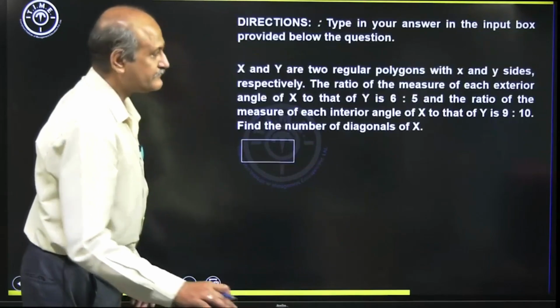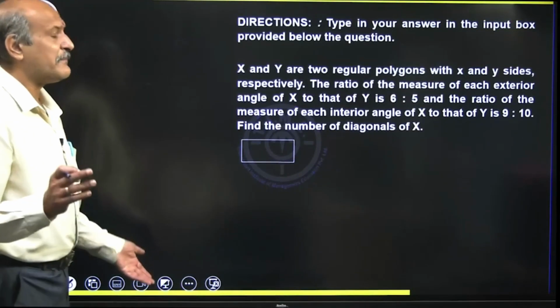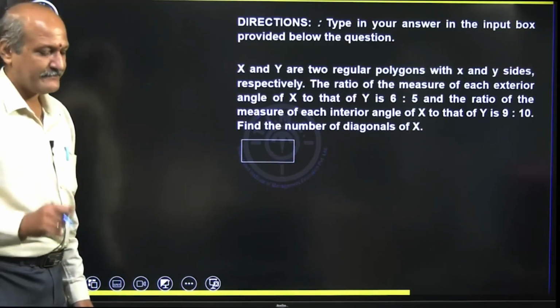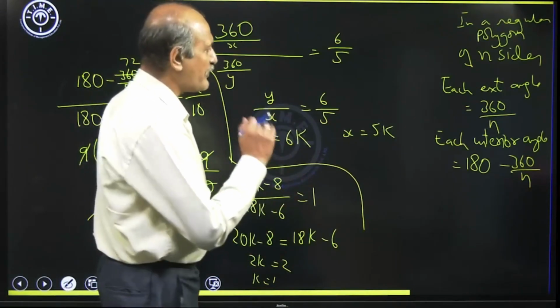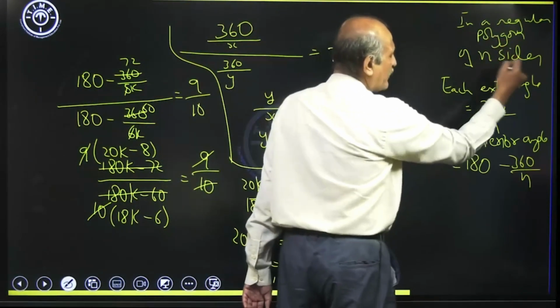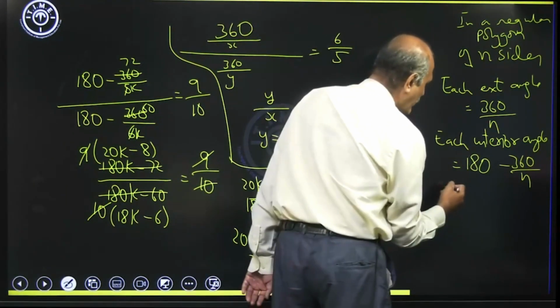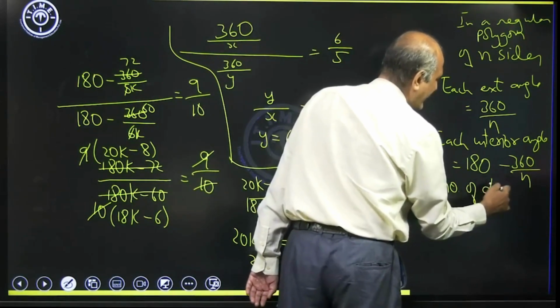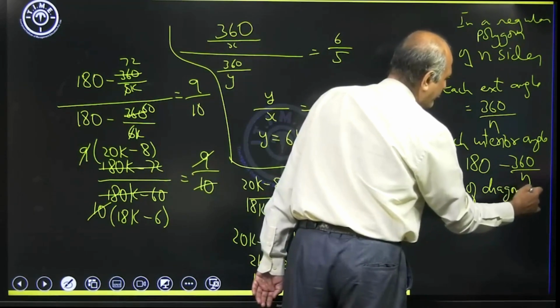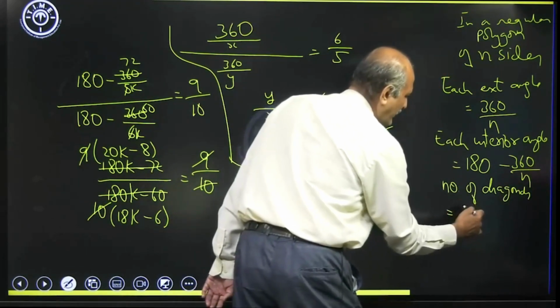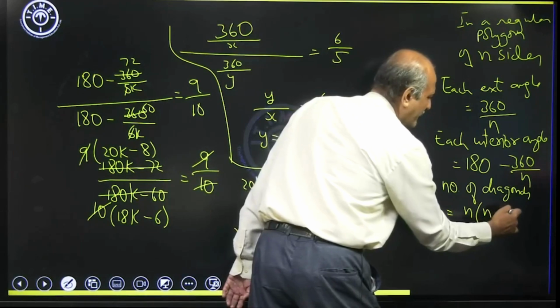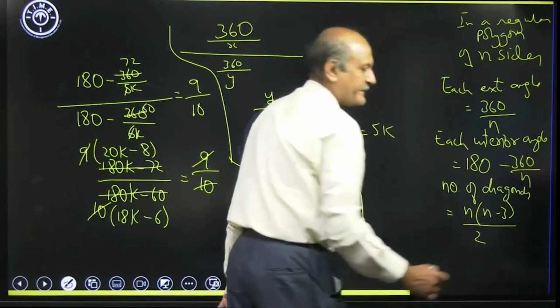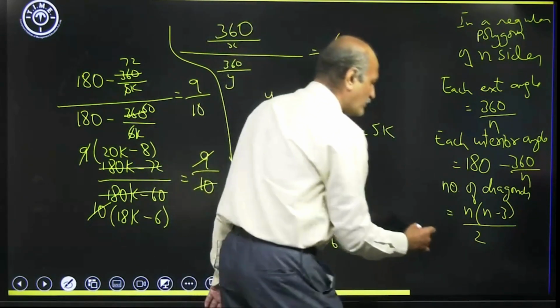Now the question is asking to find the number of diagonals of x. Now please understand another point. In a regular polygon with n number of sides, the number of diagonals, we can use a formula, telling it like this: n into n minus 3 divided by 2. Of course you can also tell it in this manner.